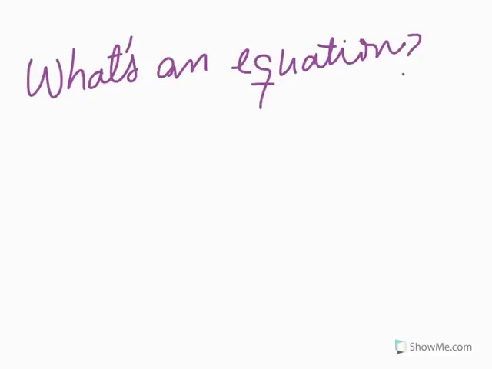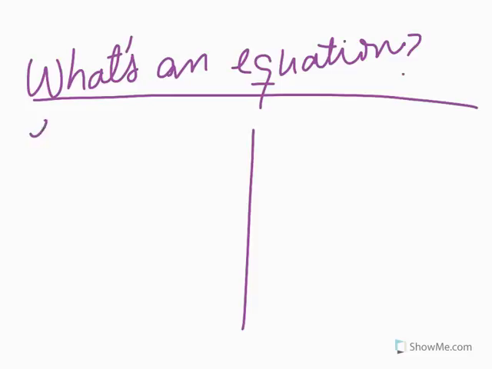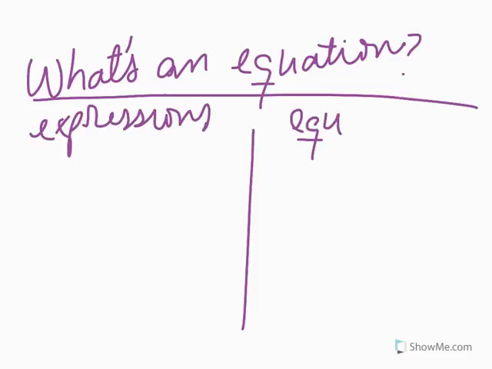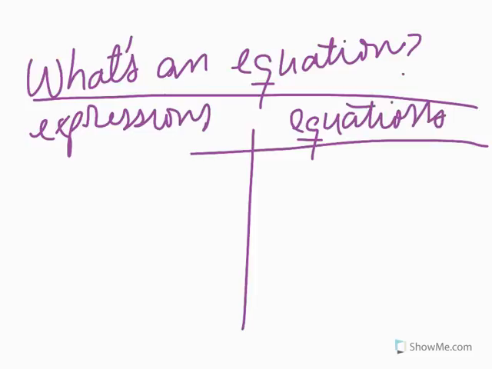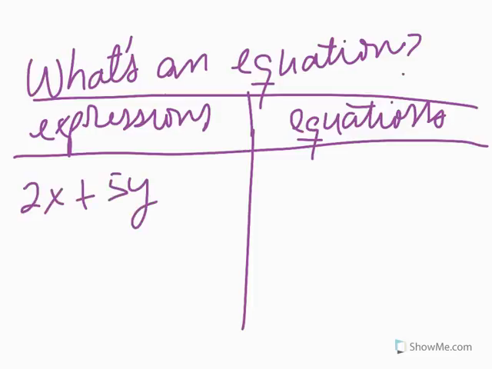Let's talk about what defines an equation. So we've already talked a little bit about expressions. And now we're going to talk about equations. A lot of times it helps to compare equations and expressions because they're similar but not quite the same. We already know that an expression is made up of terms, and those terms are separated by a plus and minus sign. So something like 2x plus 5y would be an expression.